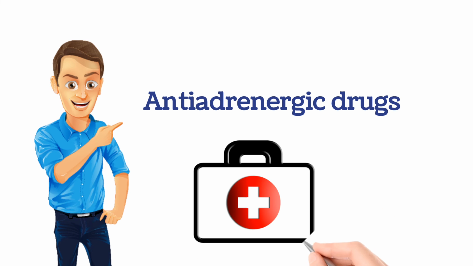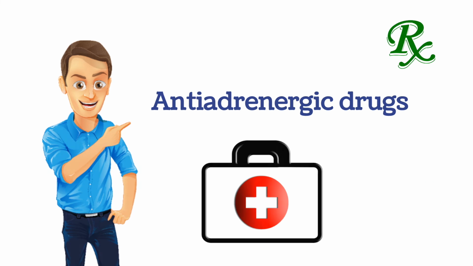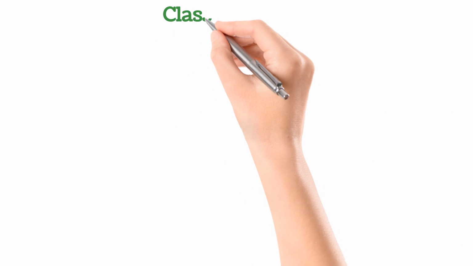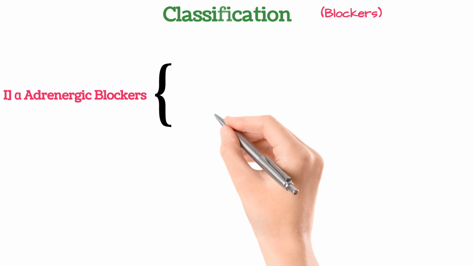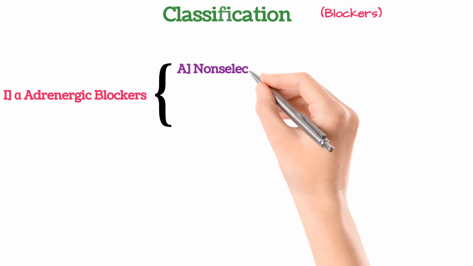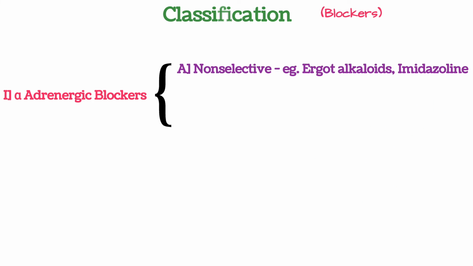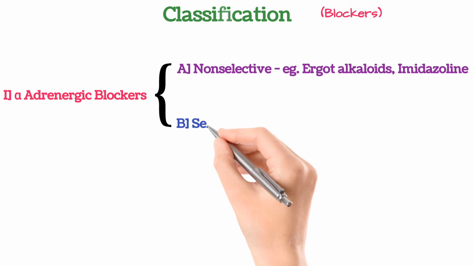Next is antiadrenergic drugs. We have to keep in mind that whatever action we have discussed till now, here the action will be totally opposite. So first we will go through the classification of antiadrenergic drugs, and these drugs are nothing but blockers. They will block alpha and beta receptors, means they will produce a totally opposite action. So first, its classification as alpha adrenergic blockers. We know that there are two types of alpha receptors, alpha 1 and alpha 2. So first class is non-selective blockers that will block alpha 1 and alpha 2 both.